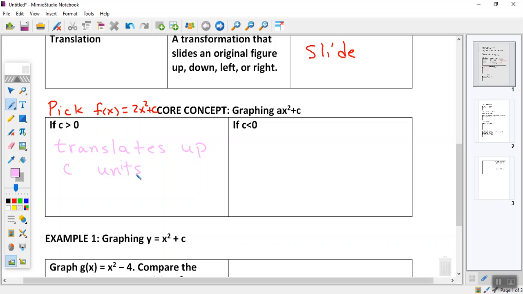Translates up C units. Now when C is less than 0, what direction does it move, kids? Down. Translates down C units. C units, right?